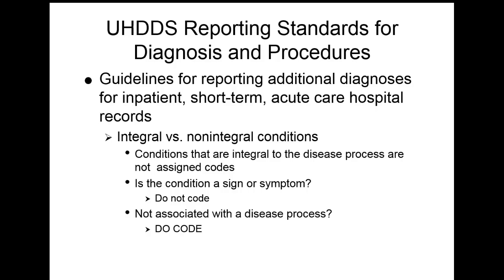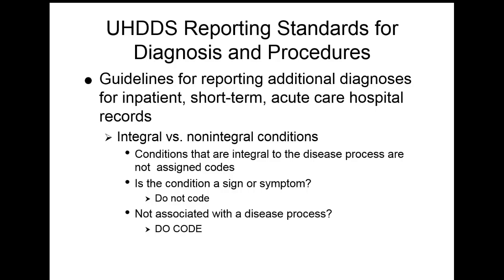And that would be your first hint that maybe that condition that you're looking at, if you find it in the sign and symptom chapter, is something that you may not need to code because it's integral to the condition. If it is actually not associated with the disease process, then you do code it. So let's look at these examples on the bottom of page 38.